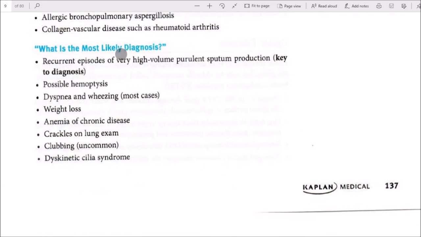For the most likely diagnosis, recurrent episodes of very high volume sputum production are key to diagnosis. Possible hemoptysis, dyspnea and wheezing in most cases, weight loss, anemia of chronic disease, crackles on lung exam. Clubbing is uncommon; it occurs in dyskinetic cilia syndrome.